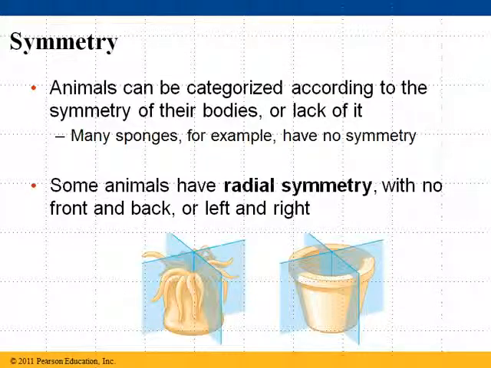One of the aspects of body plan that we can look at in animals is called symmetry, and animals can be categorized according to the symmetry of their bodies or the lack of symmetry. One very basic basal animal we're going to talk about in the next chapter is sponges. Many sponges have no symmetry. There's no looking at their body and saying, this is the left or this is the right. Some animals have what we call radial symmetry, with no front, back, left, or right.